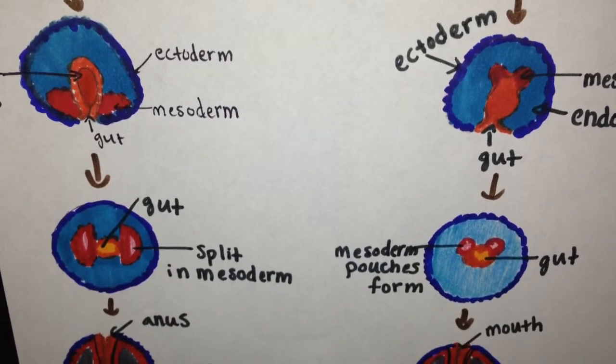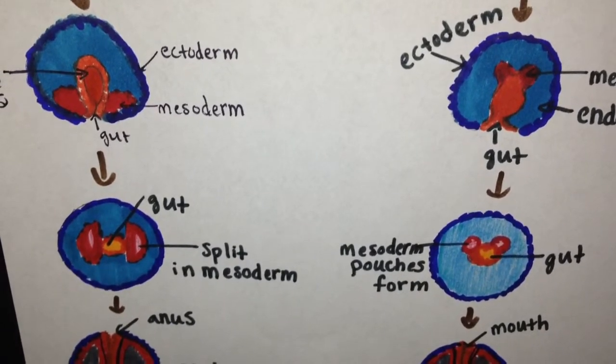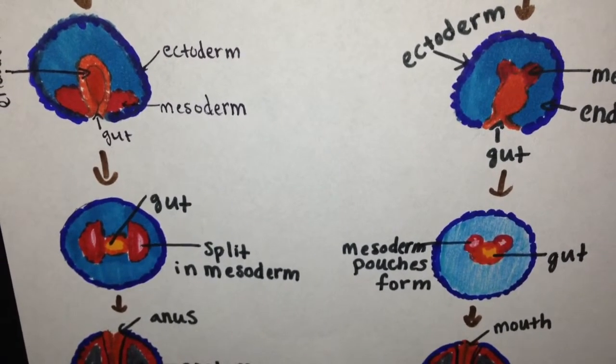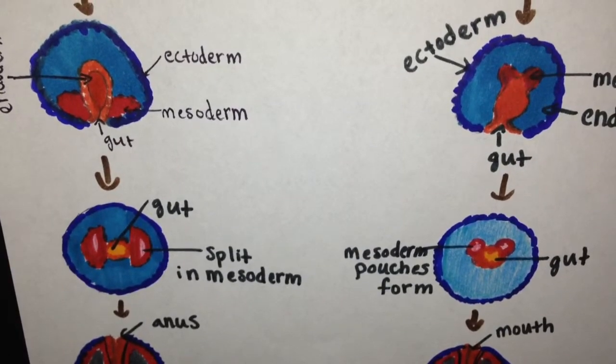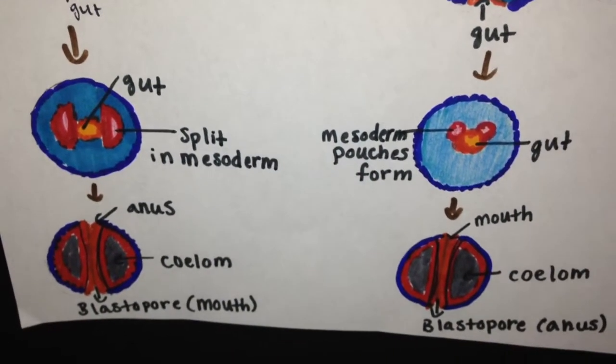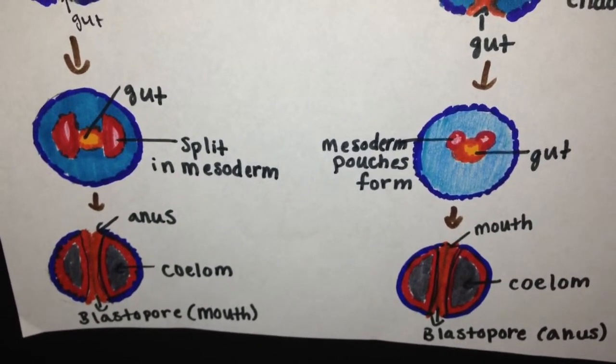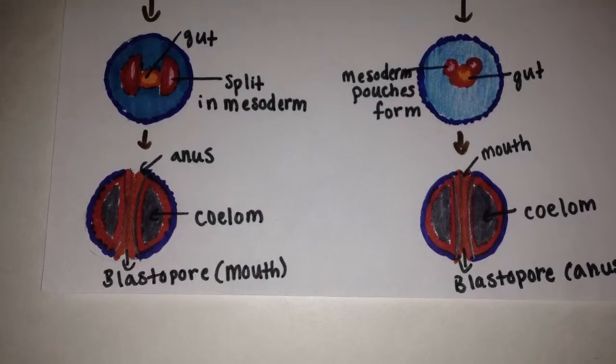As the embryo continues to develop, the mesoderm of the protostome splits and forms the coelom. Deuterostome coelom forms from pouches of mesoderm that separate from the gut. The blastopore, an opening in the gastrula, forms the mouth in protostomes and the anus in deuterostomes.